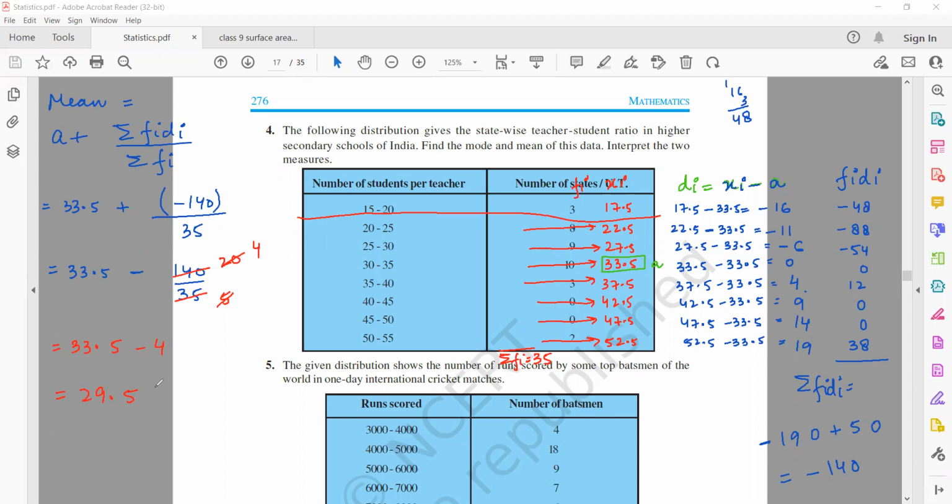Yes, Rida, is it right? Please check the answer in your book. Okay. See, little bit. Yeah, what is the answer given in NCERT? Please, can you please tell me? Hamna.